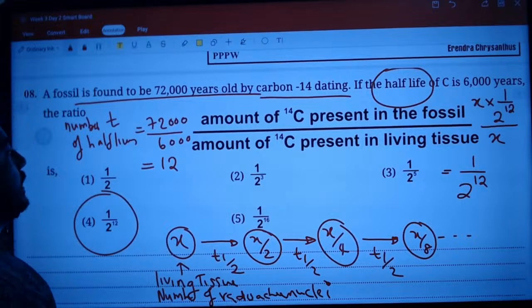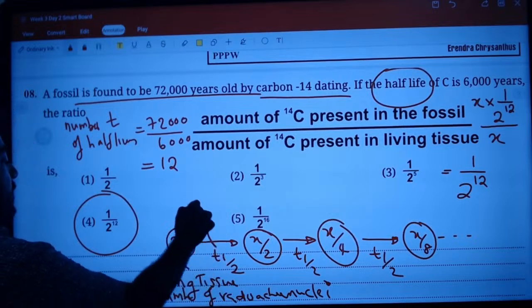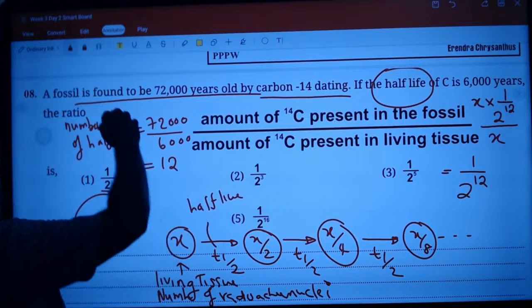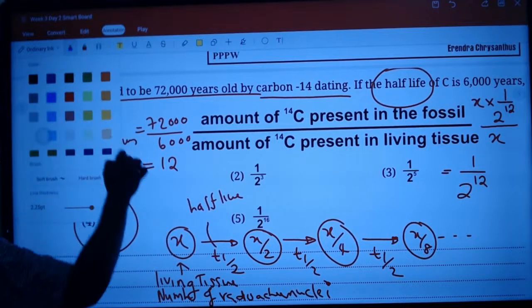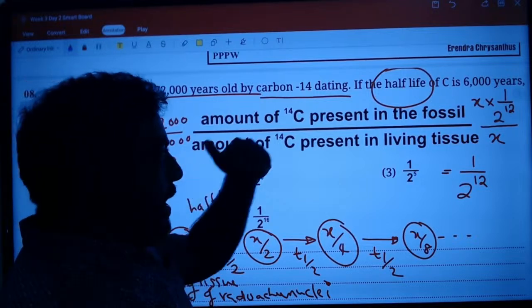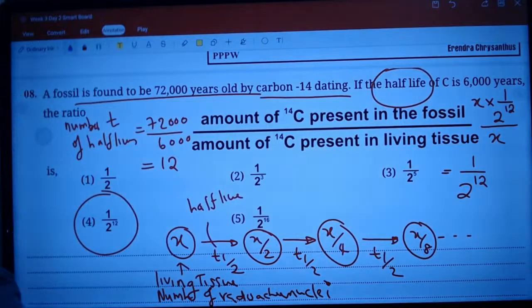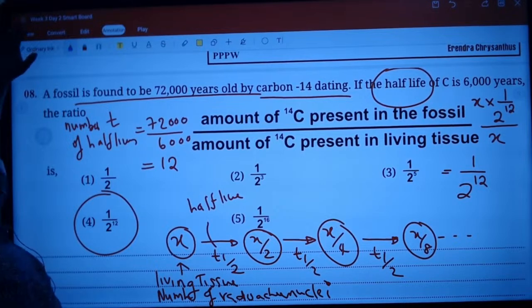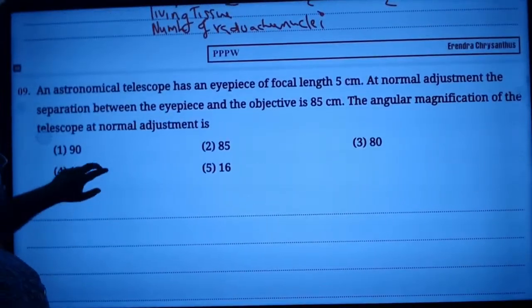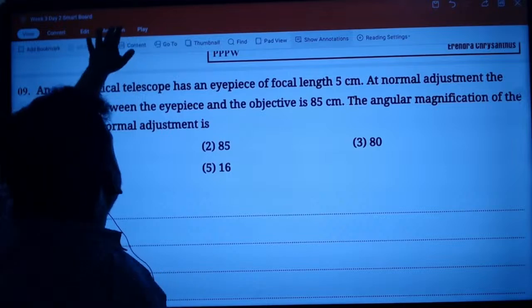Right. Let's write: half-life is the time taken. A very simple thing. Half-life is the time taken for a radioactive nuclei to reduce to half its value. Moving on. Okay. Question. Easy one.